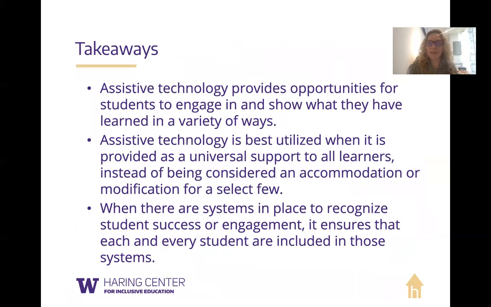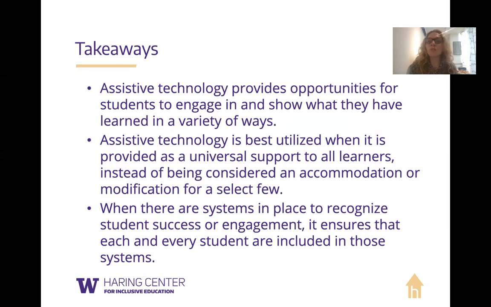Our takeaways about assistive technology, or accessible technology as Clovis Point calls it. When there are systems in place to recognize student success or engagement, it ensures that each and every student is included in those systems. Assistive technology is best utilized when it's provided as a universal support to all learners instead of considered an accommodation or modification for a select few.